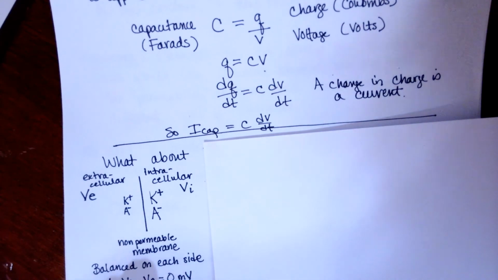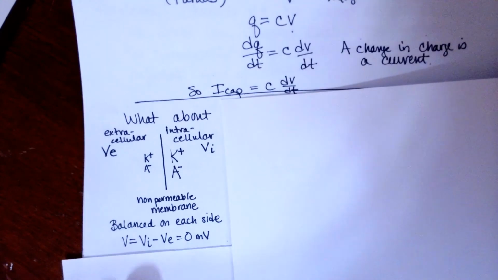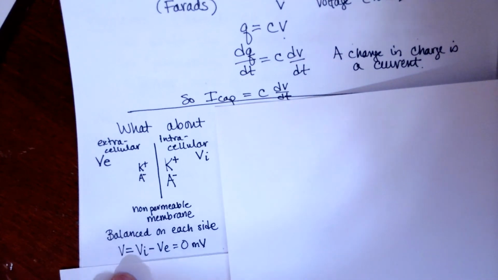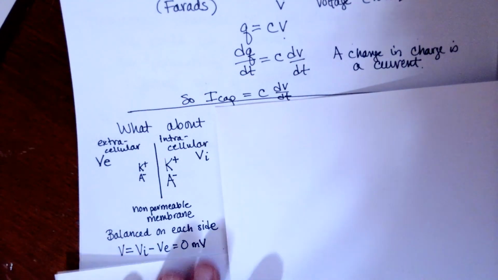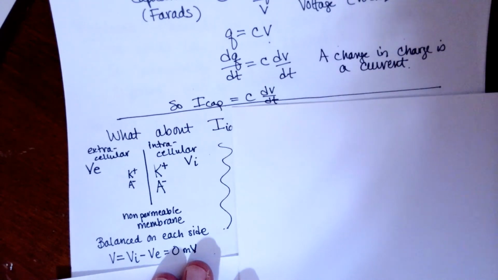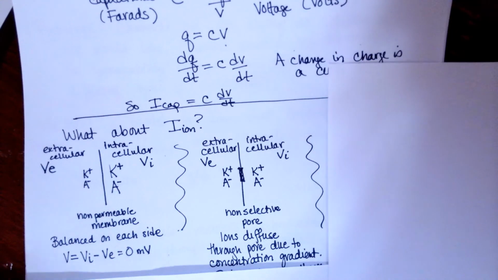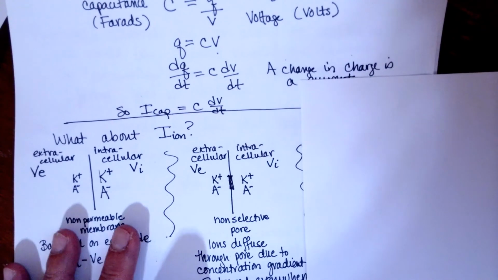and if we wanted to talk about a transmembrane potential, which is what we actually end up modeling, we do that by looking at VI minus VE, the intracellular potential minus the extracellular potential. That's going to be 0. We have a balance on either side, where the positive and the negative are balanced, and so everything's kind of the same. Now let's suppose that we have a non-selective pore.